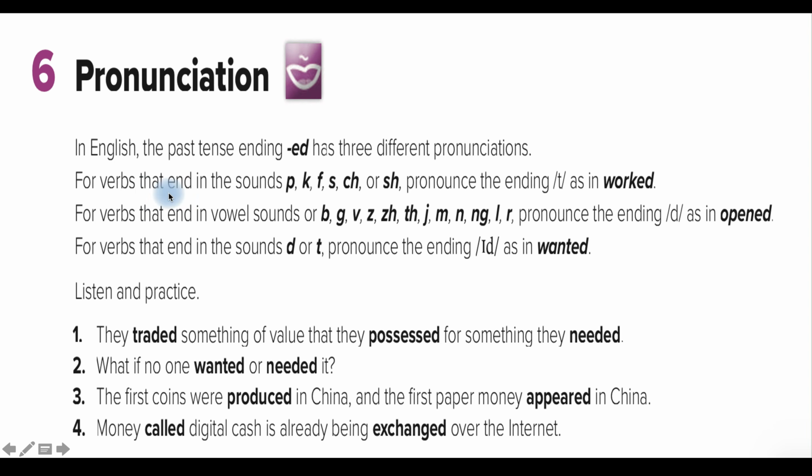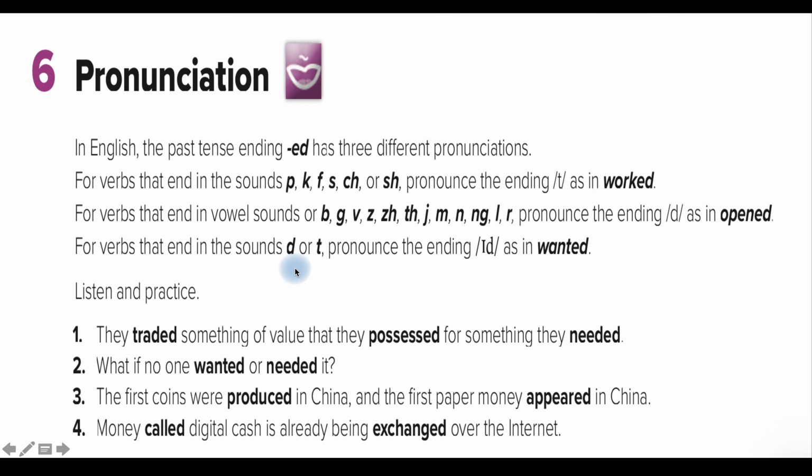So with verbs that end with the sounds P, K, F, S, CH or SH, the ED is pronounced T, like worked. Okay, with verbs that end with the vowel sounds, or B, G, V, Z, ZH, TH, J, M, N, NG, L, R, they are pronounced D, so opened. It's very wrong to pronounce it opened with a T. It's wrong, so it's only opened.